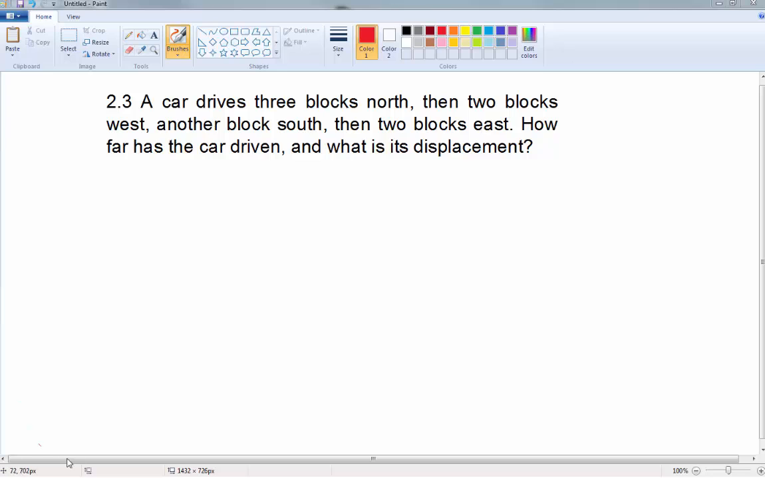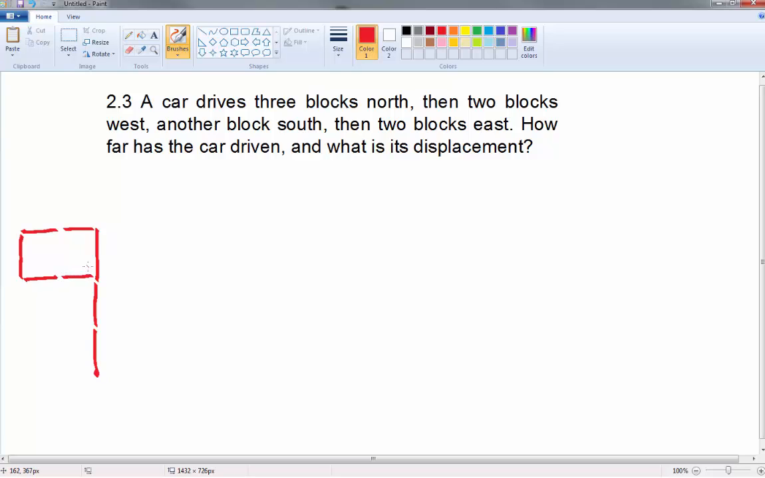So one way that we have of doing this is imagining that the car starts somewhere. We'll call it here, for example. And what happens is that it goes 3 blocks to the north. So 3 blocks to the north, maybe it looks like 1 block, 2 blocks, and then 3 blocks to the north. Then it says 2 blocks to the west. So we go 1, 2 to the west. Then it says go a block south, so 1 south, then 2 blocks east, 1, 2.